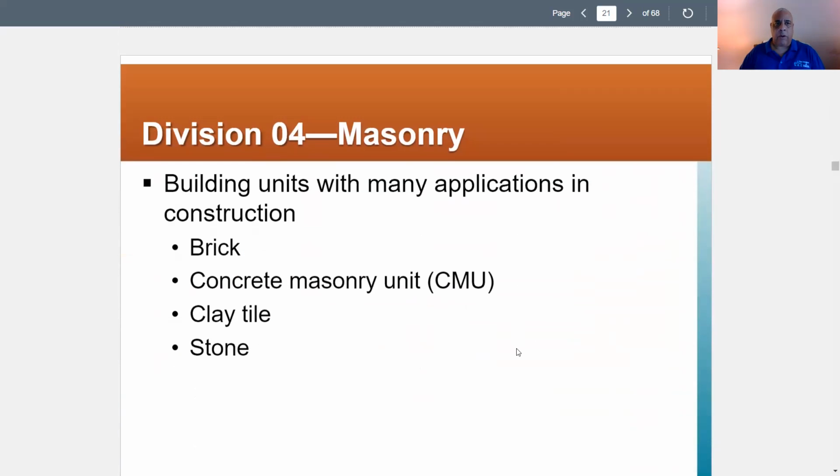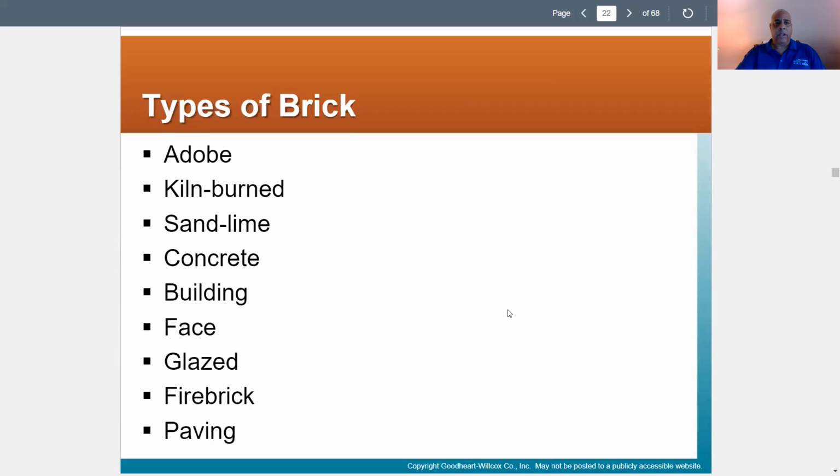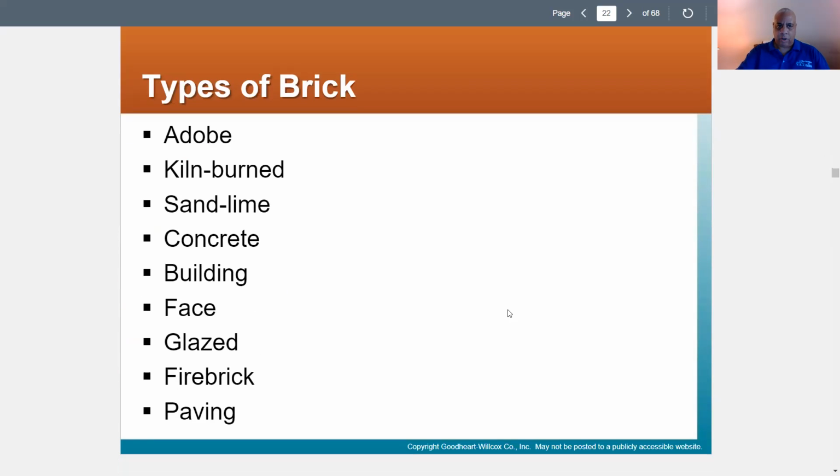Okay, from concrete, we go into masonry. Masonry is where your bricks, your CMUs, your stone and clay tile are, and of course, building units with many applications in construction. Again, we deal with brick, CMU, which is cinder block or concrete masonry unit, clay tile, and stone.